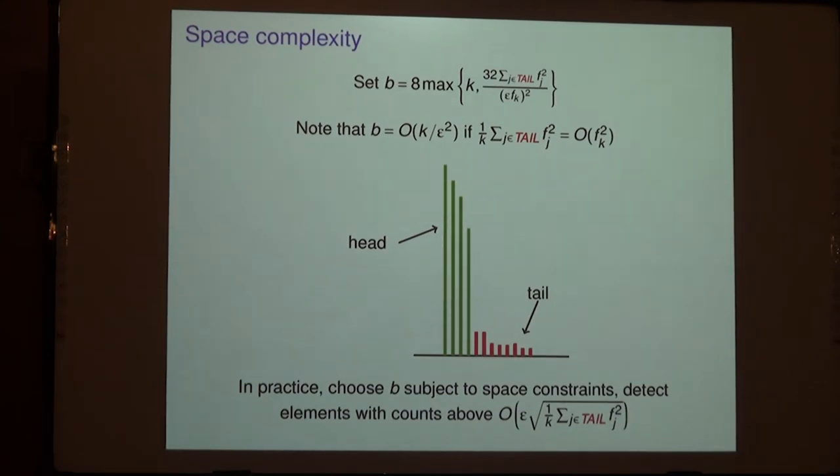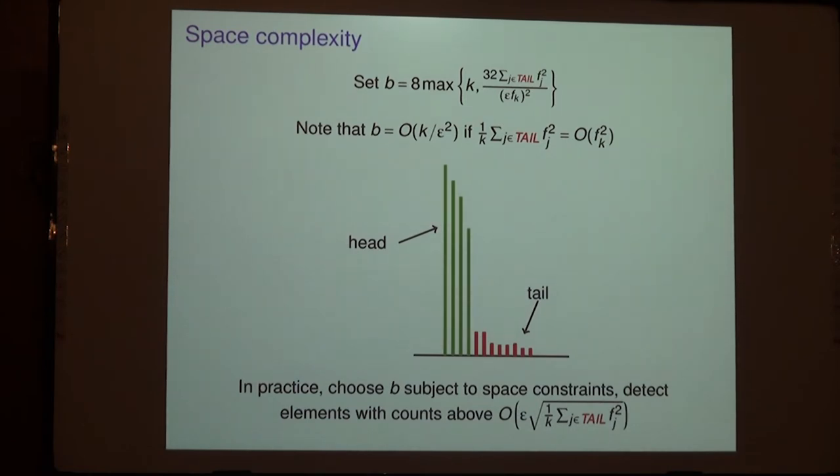So now, the following setting of parameters suffices. If we let the number of hash buckets be at least this ratio of the L2 squared mass in the tail divided by epsilon times fk squared, then we get the right precision. The interesting part was that one can think of the tail as being noise in our estimates. You take the total L2 squared mass in the tail of the signal, and you spread it evenly among the top k coefficients over the head, and that's the amount of noise that we get in our estimates.